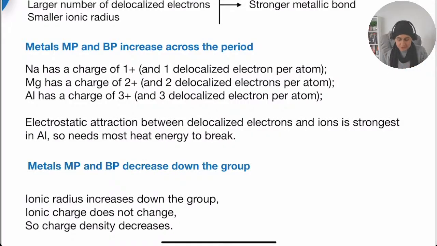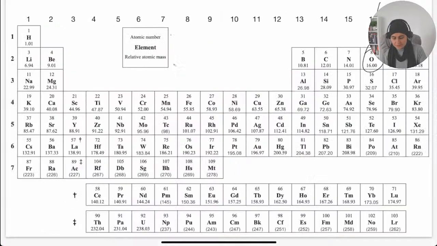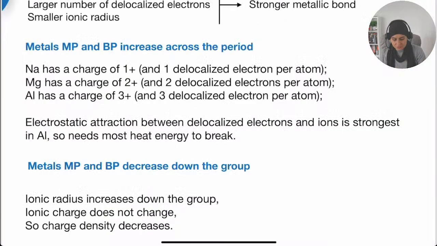So we say that sodium has a charge of +1. Why? Because it's in group 1, so it has one electron in the outer shell, which it can delocalize. Magnesium, group 2, has a charge of +2. Aluminium, group 13, has a charge of +3. Sodium has 1 electron per atom, magnesium 2, aluminium 3. So we expect aluminium to have the highest melting or boiling point because it has the strongest attraction between the ions and delocalized electrons.